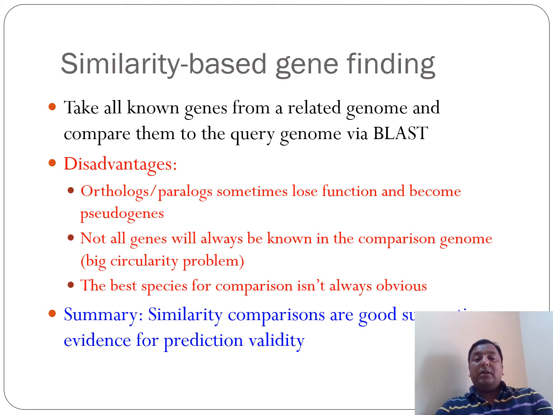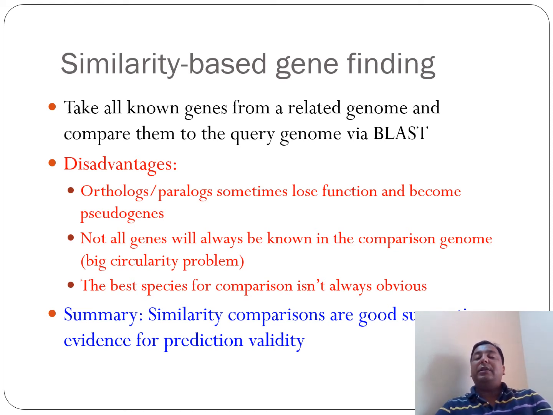So, similarity based sequences: all the genes from the related genomes are compared by using online tools and resources, like the BLAST tools, where we are finding similar types of sequences throughout the databases. There are also some disadvantages to using these rules: in terms of orthologous and paralogous genes, sometimes genes lose their functions and become pseudogenes.